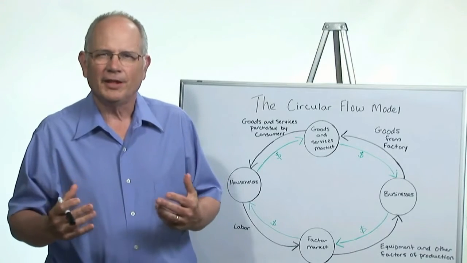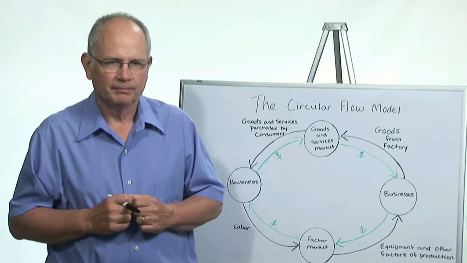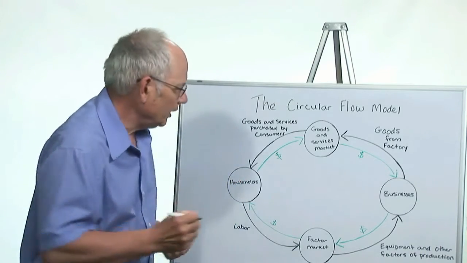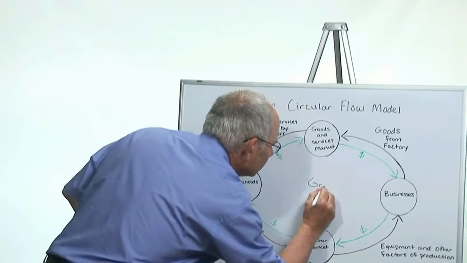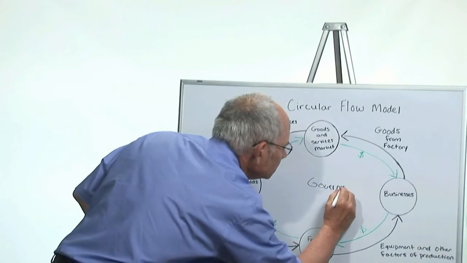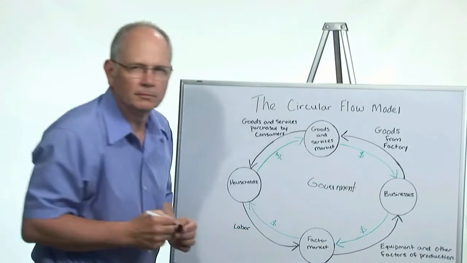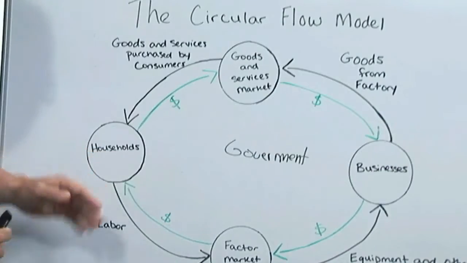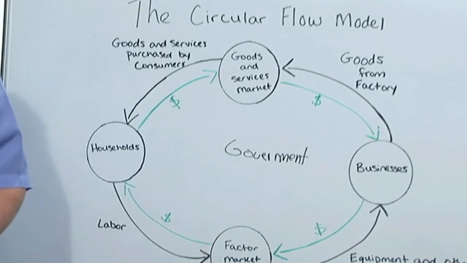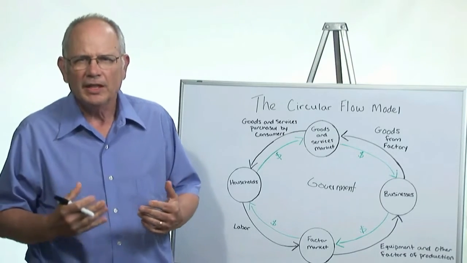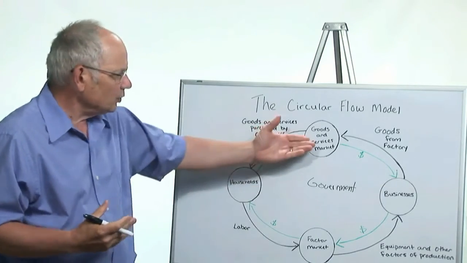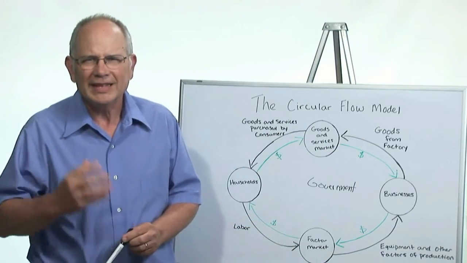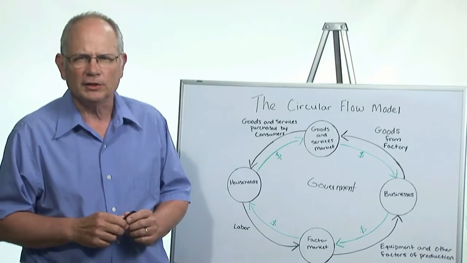This model leaves out a major player, the government. So I'm going to place government in the middle of the diagram. The government interacts with households and businesses. And like the households and businesses, they have to acquire their needs through the goods and services market and the factor market. Let's see the types of transactions.